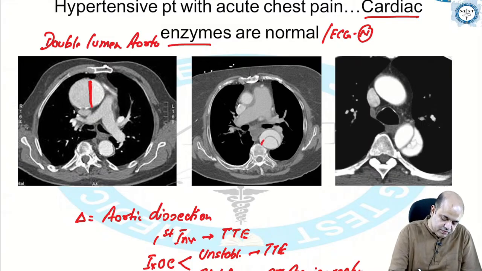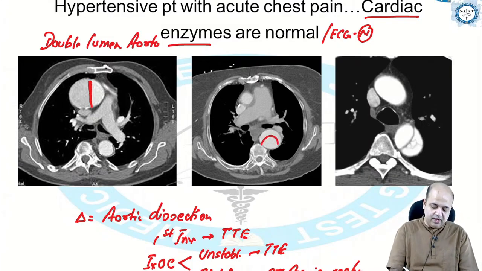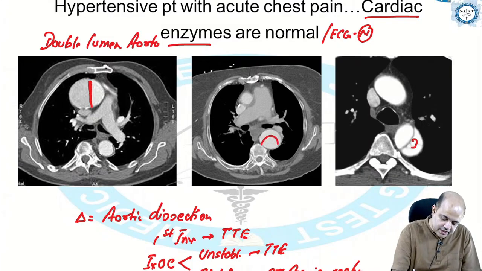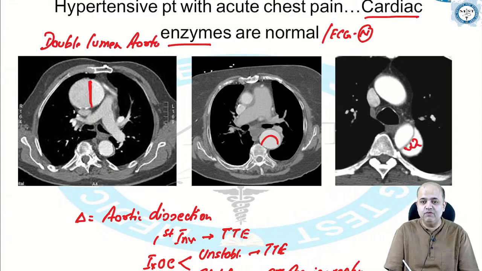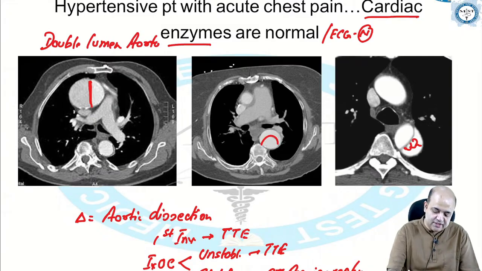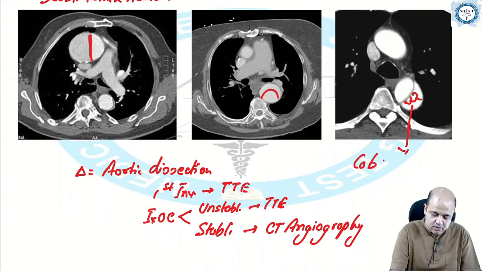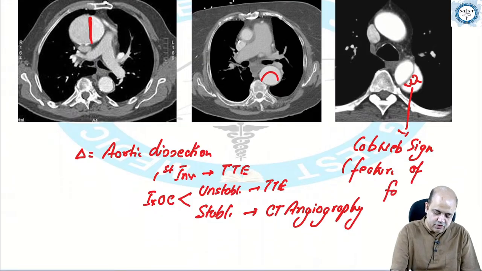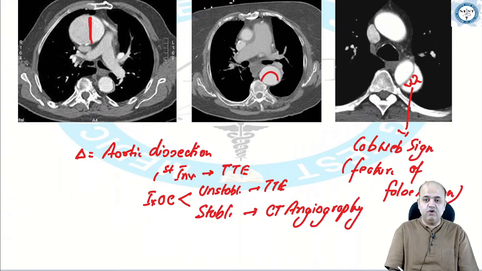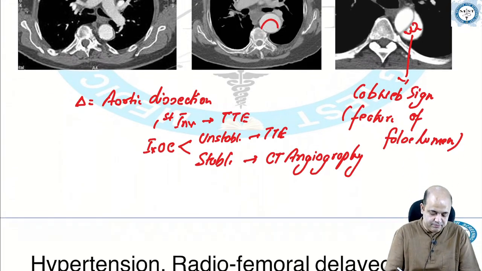Here also what do we see? We see there is a double lumen aorta, and classically there are two lumens, the true lumen and the false lumen. In the false lumen, what do we see? We see a sign that is called the cobweb sign. Cobweb sign is a feature of the false lumen.